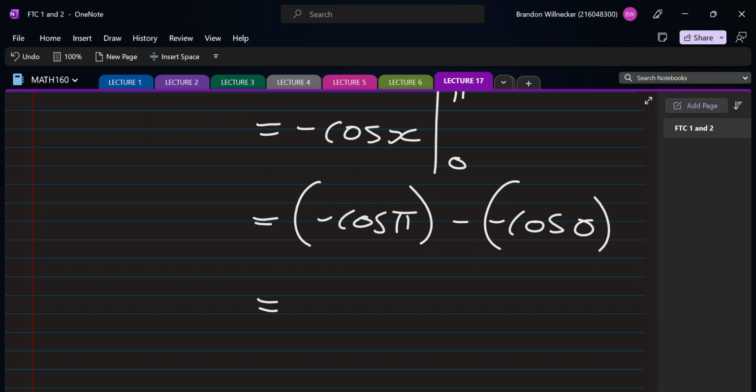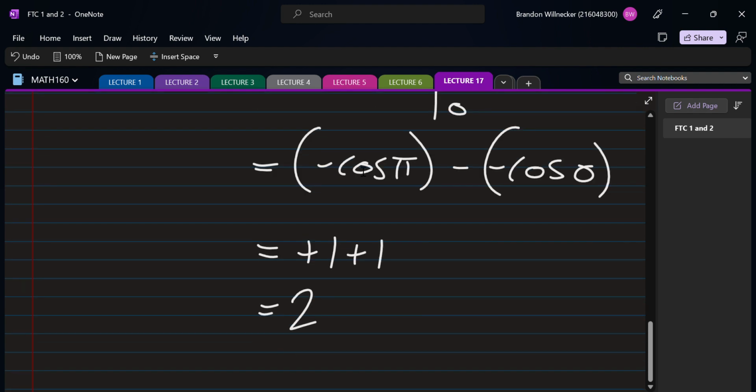Cos of pi is minus 1, so minus minus 1 is going to be a plus 1. Cos of 0 is 1, and again we have a minus and a minus, so that will be a plus 1. So that's going to be a 2. And again, if you have a minus and a minus, please check your signs there.